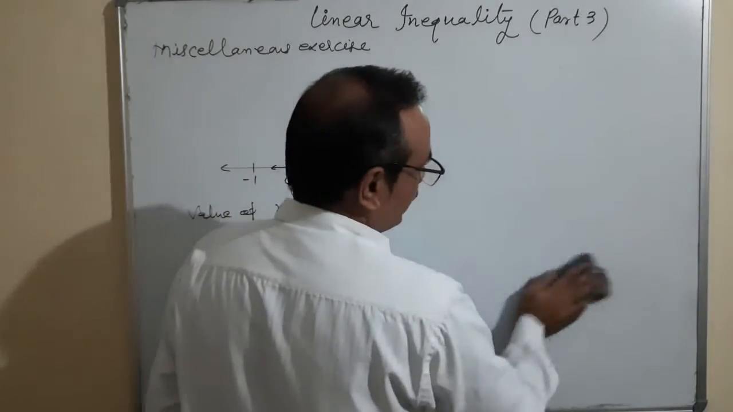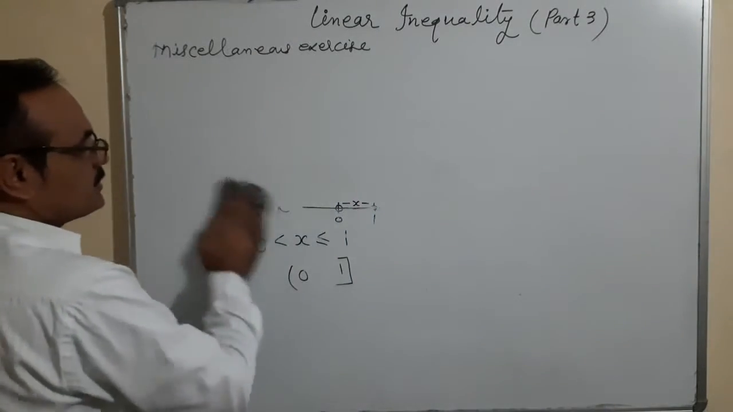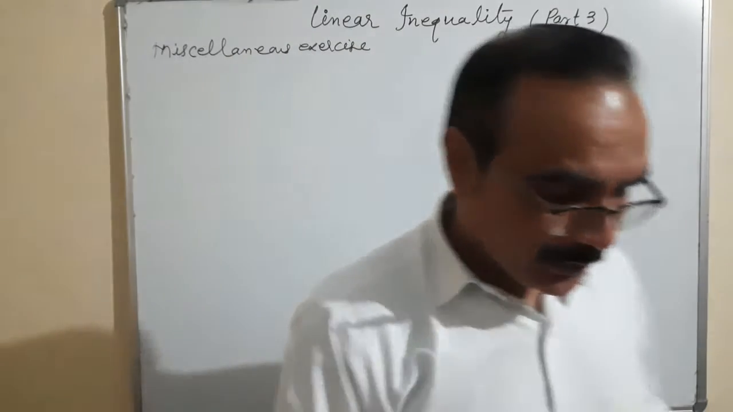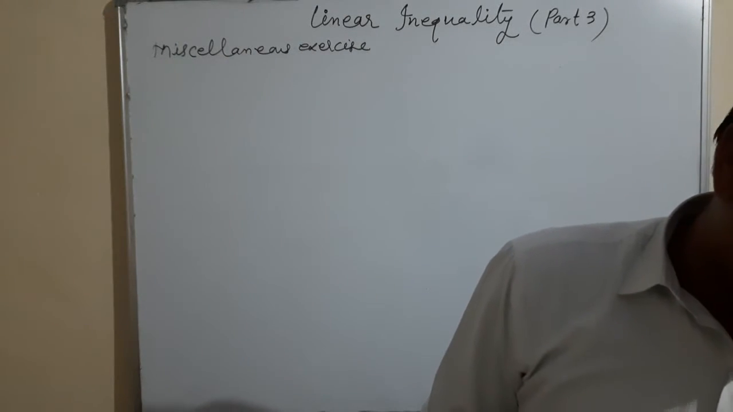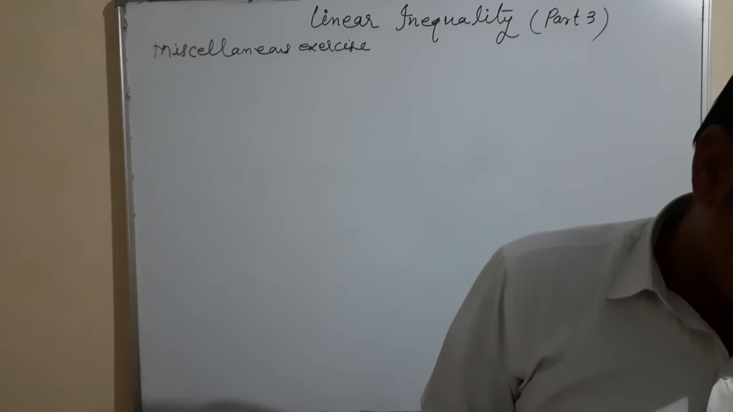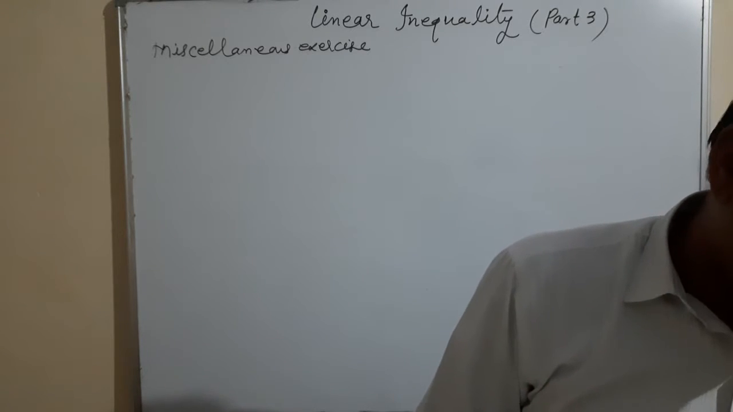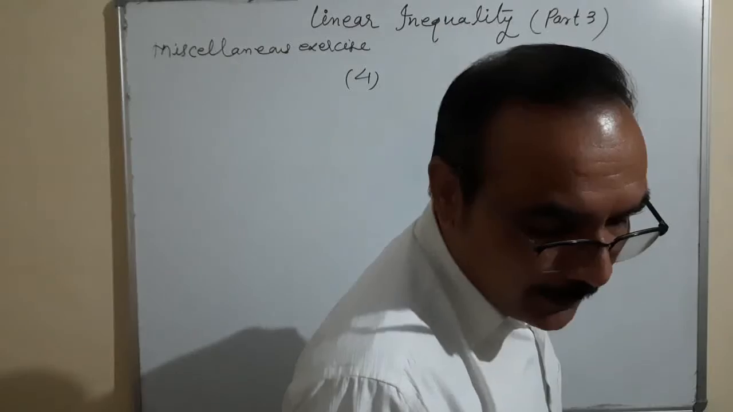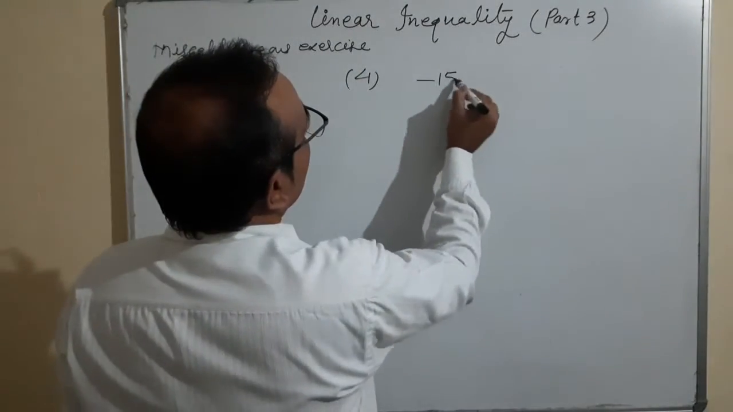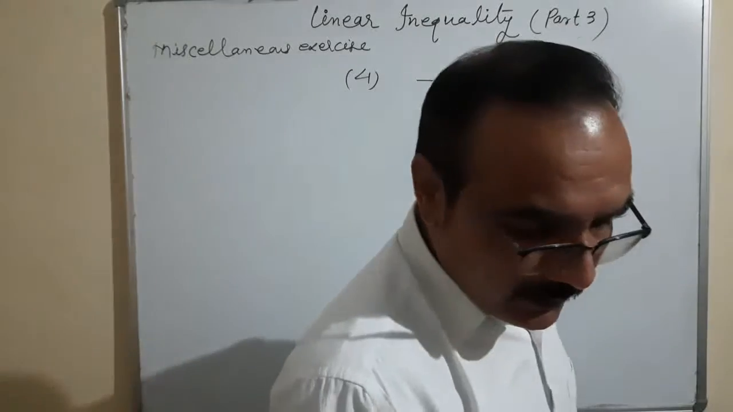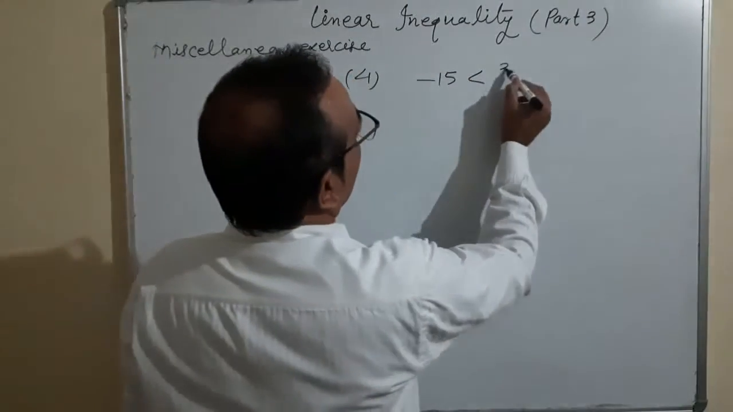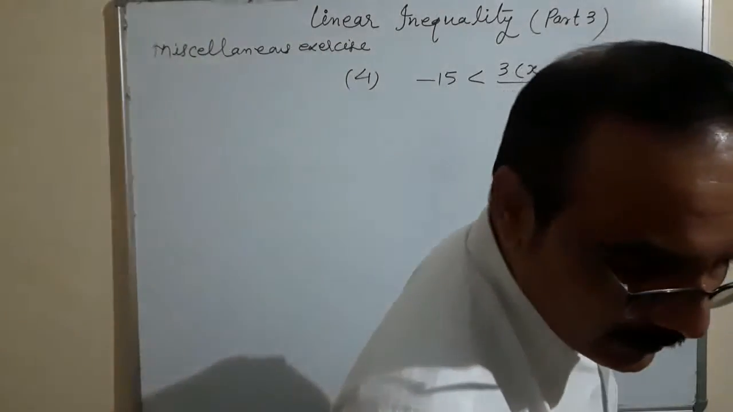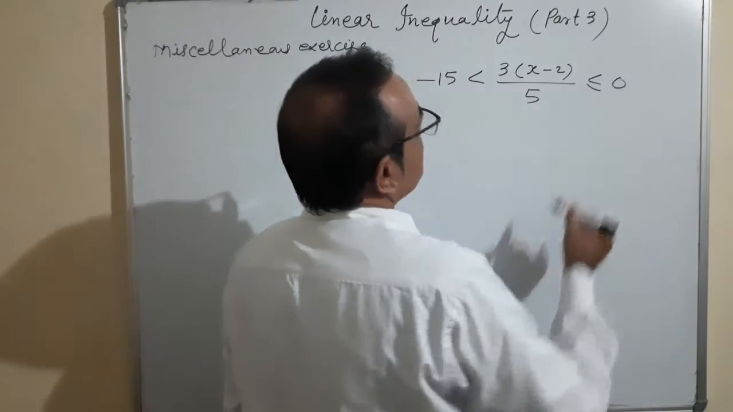After question number 1, I want to take another question of the same category. Question number 4 and 6 are both of the same type. So let us take question number 4: minus 15 is less than (3x minus 2) upon 5, and less than or equal to 0.